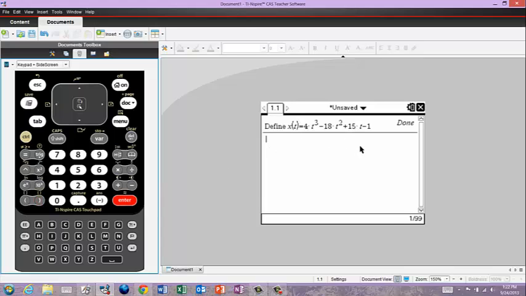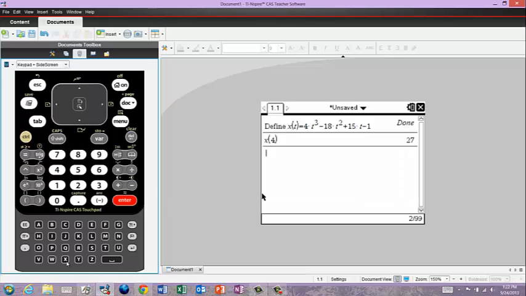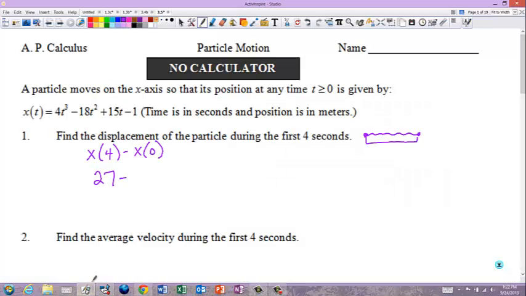Enter. And it's done. And now if I want to find x of 4, it's 27. It just fills it in for me. So 27 minus, I can tell that x of 0 is going to be negative 1, but I'm just going to fill it in just to show that it actually does work. Minus negative 1. So my displacement is 28, and that is going to be in meters.